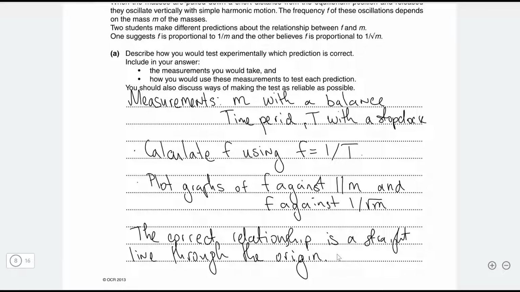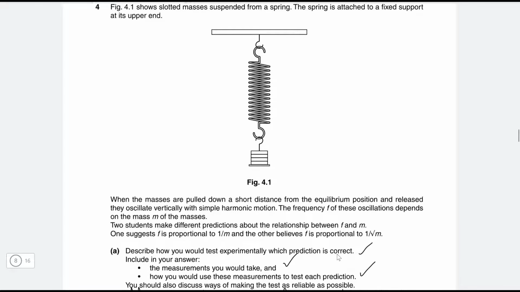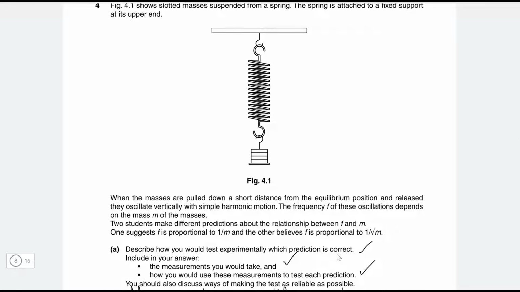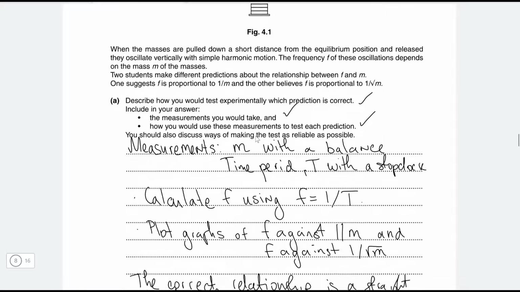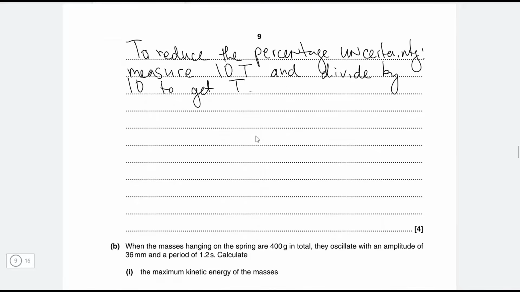So far I've described what measurements I'm going to take, I've described how I would take these measurements, and I've also discussed how I would decide which prediction is correct. Now let's also answer how to make the test as reliable as possible. These time periods are notoriously tricky to actually measure, so what we're going to do is time 10 of those oscillations, then divide our answer by 10 to get one of the time periods, and that will ensure that we have a lower percentage uncertainty.